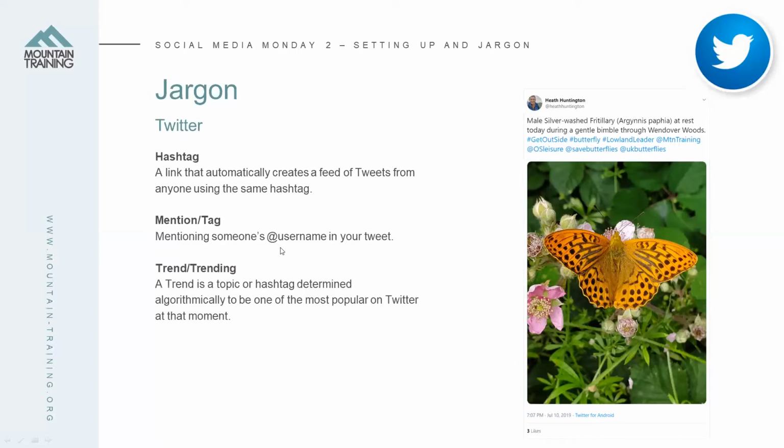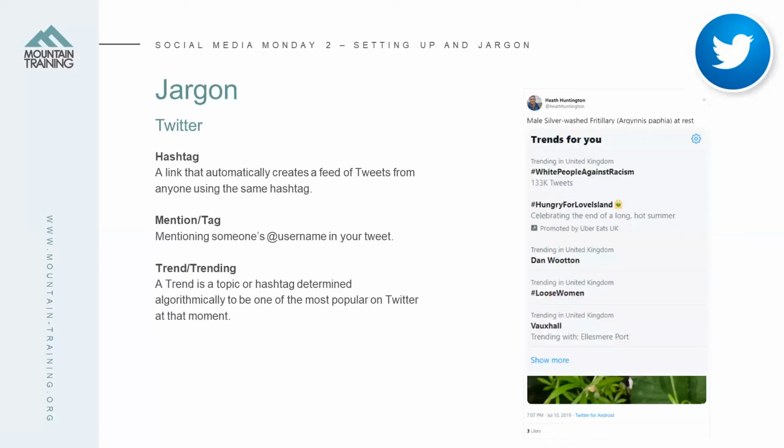So trending is something that people talk about on Twitter. A trend is a topic or hashtag determined algorithmically to be one of the most popular on Twitter at that moment. I had a quick look earlier while I was putting this together. This is apparently what's trending in the UK at the moment: Love Island and Loose Women and various other bits.